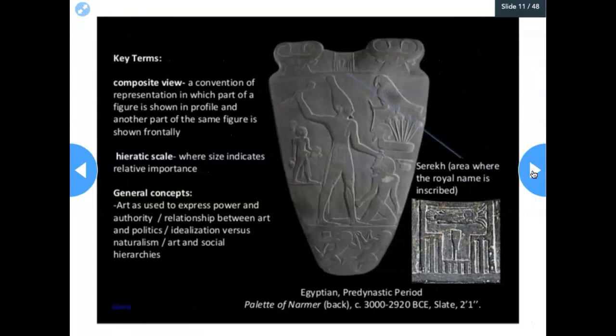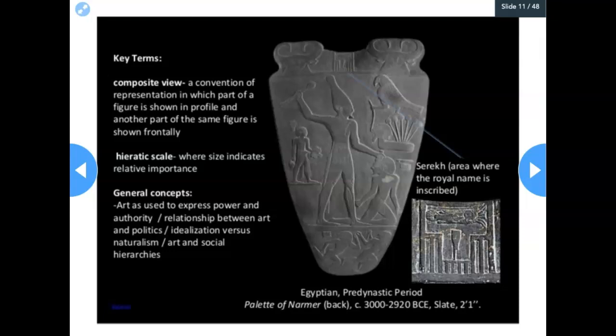So we have a composite view, which as you remember, I told you is a combo view of the figure. It's a convention in which you see part of the figure in profile, the face and the lower body, see the way his feet are turned sideways, and then typically the middle part of the figure is shown frontally. The other important concept that I want you guys to learn is hieratic scale. Hieratic scale means that if you are more important than someone else, you're going to be shown as bigger. You're going to be shown as larger.